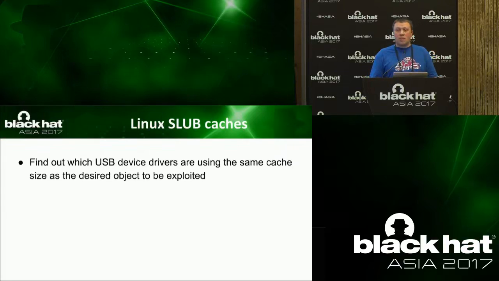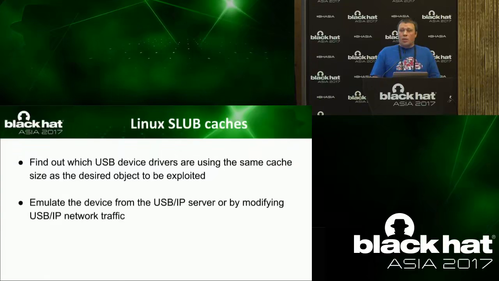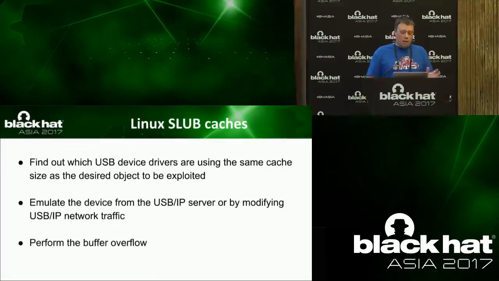slab cache of a particular size, you just find any USB driver in the Linux subsystem which allocates transfer buffers from the same slab cache, and thankfully there are a lot of USB drivers in the Linux kernel, so you can select any one. When you hijack the connection, you emulate this USB device, so most modern Linux distributions will load this device driver automatically when they see that the device appeared in the system, and when the driver has been loaded, it will start allocating objects in your desired slab cache, and then you perform your attack.